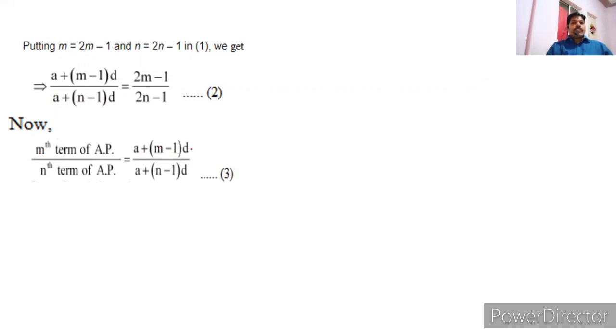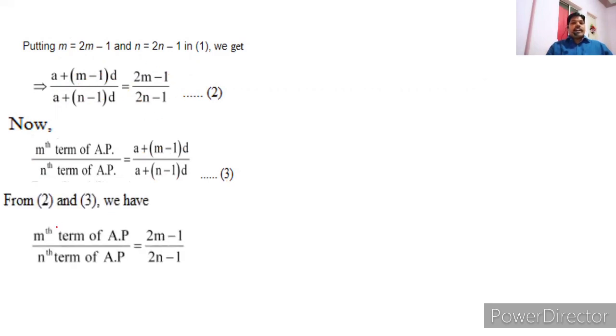So after getting this value, now what is the mth term of an AP is a plus m minus 1 into d. What is the nth term of an AP? A plus n minus 1 into d. That is equation number 3. So from 2 and 3, you can a plus m minus 1 into d, you can replace with 2m minus 1. So we can declare that therefore mth term of an AP by nth term of an AP is equal to 2m minus 1 by 2n minus 1. So that meaning is, hence the given result is proved. They are asking the ratio of mth term and nth term is equal to 2m minus 1 by 2n minus 1. All are understood, students?